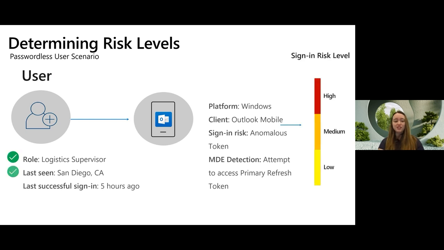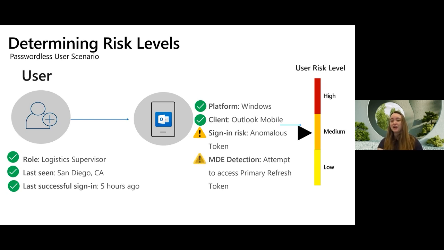So the same logistics supervisor, they're signing in on Windows, and they're doing Outlook Mobile, but we see offline, or we see online anomalous token. This is something that doesn't, maybe they're signing in, they had a token issued, they're signing in with an older token somewhere else. That's risky. And then we get a detection from Microsoft Defender for Endpoint, saying that there's an attempt to access a primary refresh token. So we will move that user level up to high.